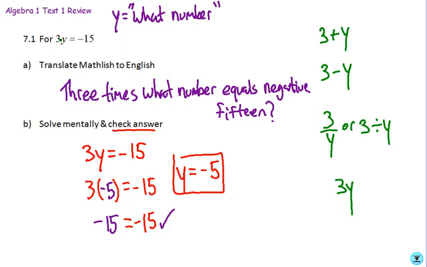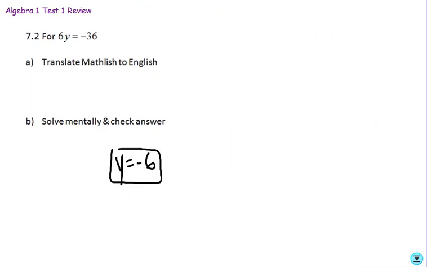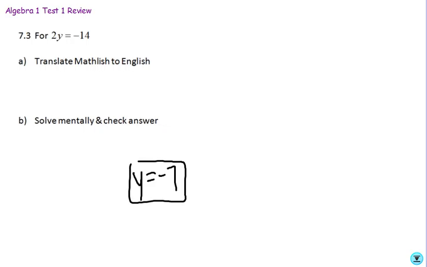All right, so let's check those answers. For 7.2, you should have had an answer of y equals negative 6. And for 7.3, you should have had an answer of y equals negative 7. And again, we want to make sure that you have all that worked out. You translated it, you plugged it in, and you proved that your answer is what it is. All right, so that finishes up number 7.